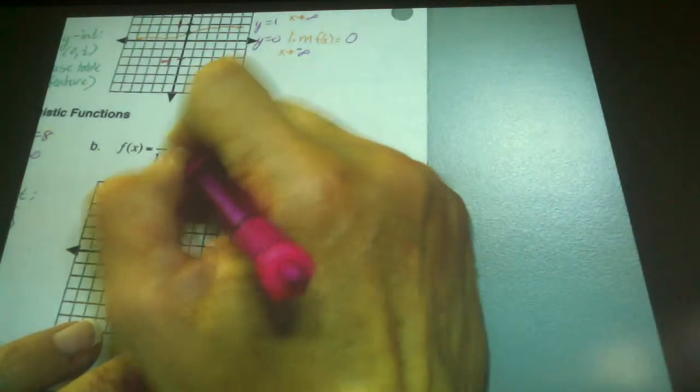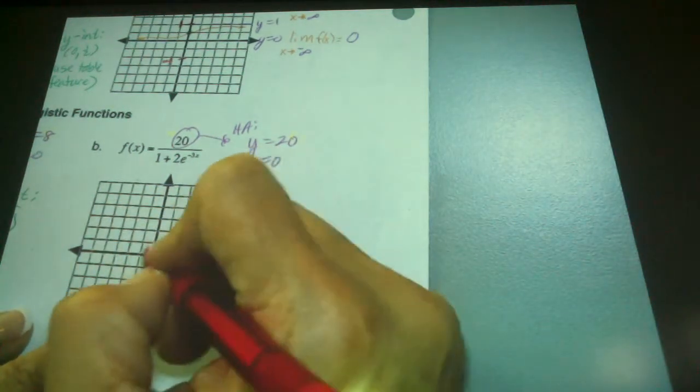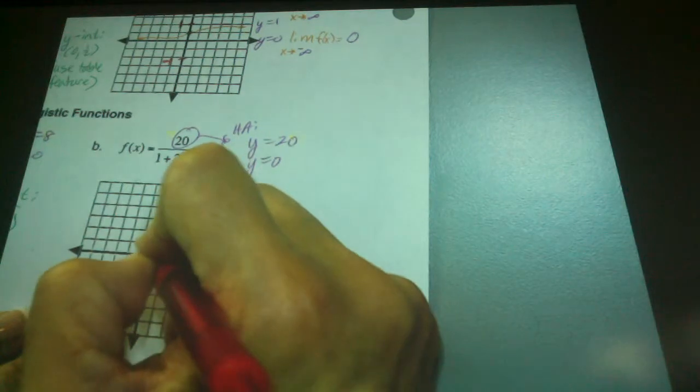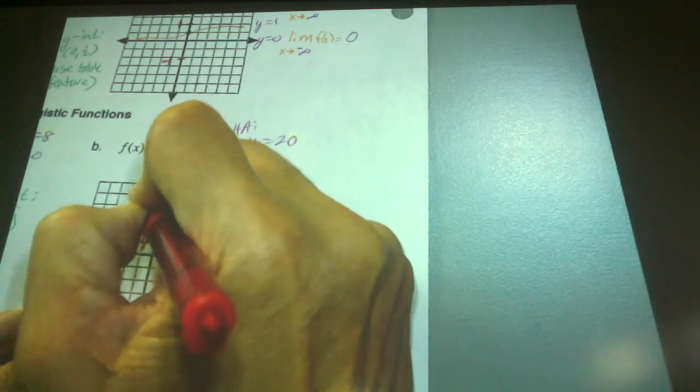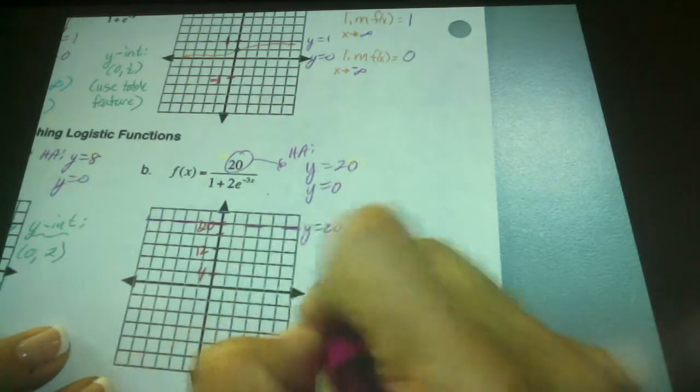So for this one, what do you propose? What are our asymptotes? 20. There you go. So y equals 20 and y equals 0. So I'm going to have to adjust my scale here. I'm going to go by 4s. So this is 4, then this is 8, then add another 4, this is 12, another 4, 16, another 4, 20. So 20 is up here. So I'm going to put that as one of my asymptotes. So y equals 20 and y equals 0.